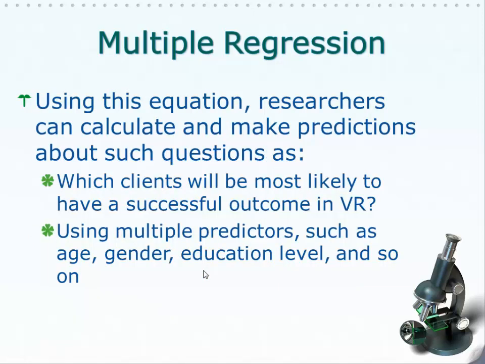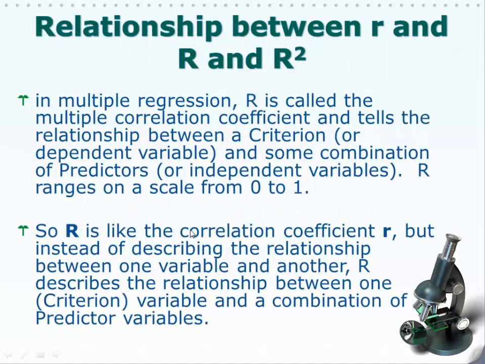So using this equation, researchers can calculate and make predictions about such questions as which clients will be the most likely to have a successful outcome in voc rehab. And you can use multiple predictors, such as age, gender, education level, and so on. And based on that combination of predictors, you can see which are the most important predictors in whether a person has a more or less successful outcome in their vocational rehabilitation. So it's a very useful statistical method.